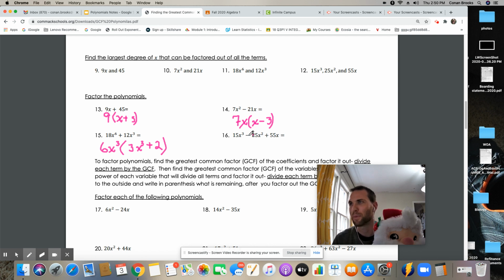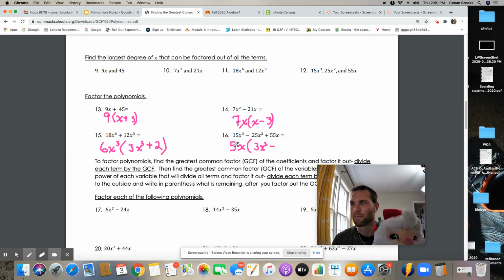All right, so here's 3 parts, which again, you can GCF out any polynomial. 15, 25, and 55: the GCF is 5. And then x is the smallest. So you have 5 times what is 15? So we have 3, and we need 2 more x's.